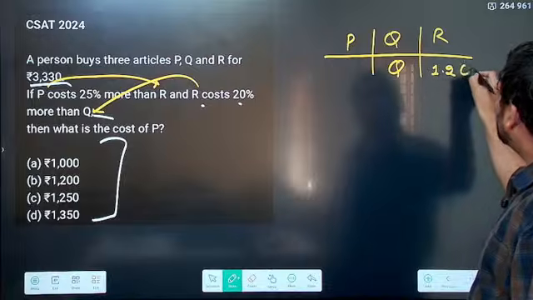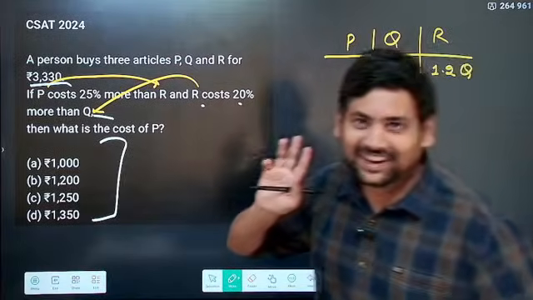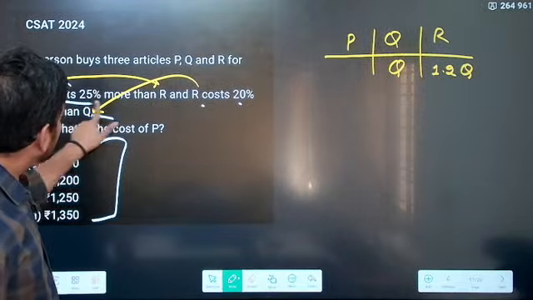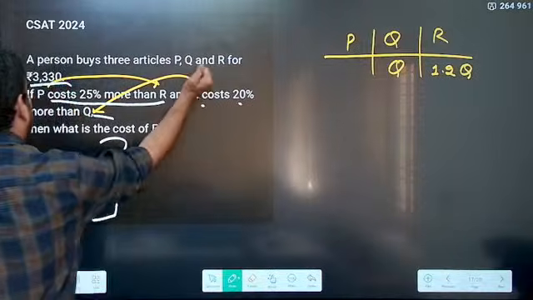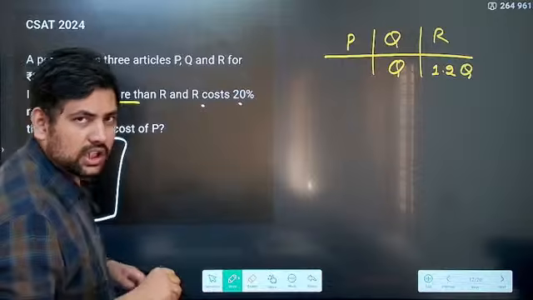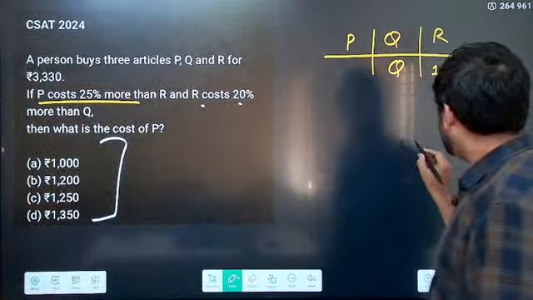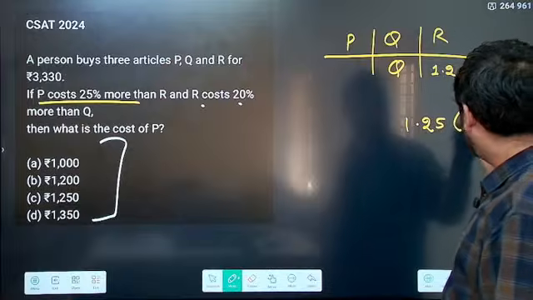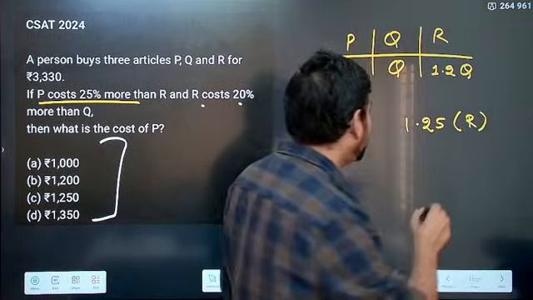P is 1.2 Q. This we have learned. Correct? 20% more than Q. Then the next thing, P cost 25% more than R. Now what will you do? So 25% more than R means 1.25 of R. This you understand? This is equal to P.